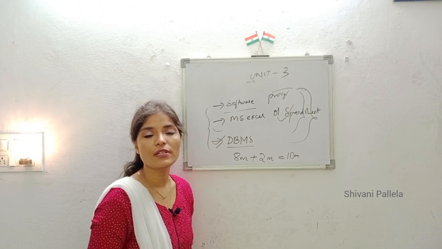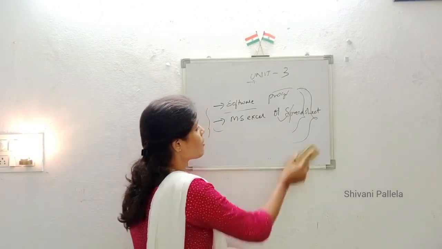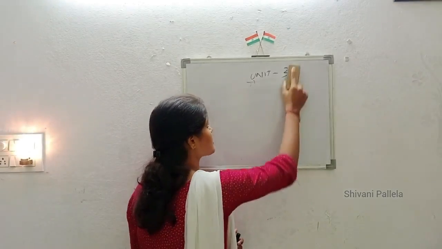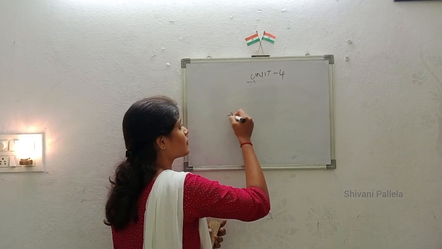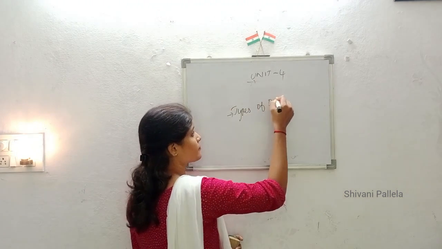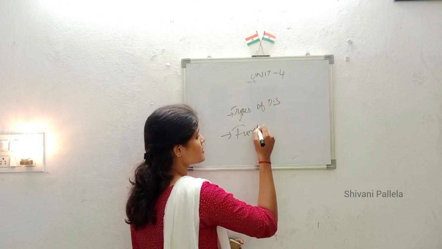Now we will discuss the fourth unit. In the fourth unit, what topics you are having and what things you need to prepare, everything we will discuss now. In the fourth unit: types of operating system and functions of operating system.